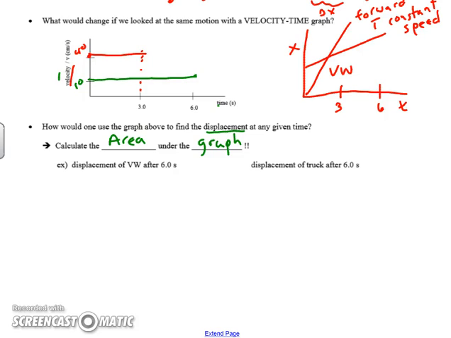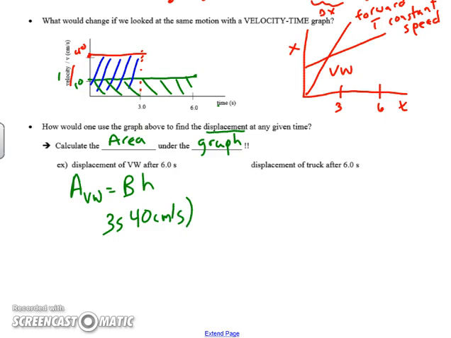So if I look at the velocity time graph for the VW, I see that under that curve is an area that looks like a rectangle. And for the truck, it's a really long, narrow triangle. The area of a rectangle is base times height. So for the VW, my base is 3 seconds. My height is 40 centimeters per second. If I multiply them, sure enough, I get 120 centimeters. The units cancel to centimeters, and that's exactly what we saw before.